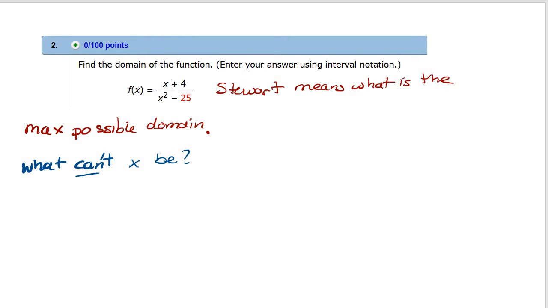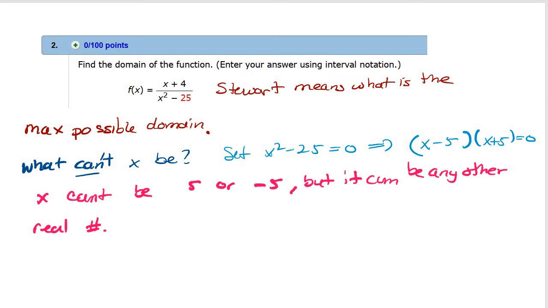For now, if I want to answer this question, I have to first look at this from the viewpoint of what x can't be. The denominator can't be 0. I'm not allowed to work with a denominator of 0. So I find out what x can't be by setting the denominator equal to 0 and solving for x. I get that x can't be either 5 or -5, but it can be anything else. Anything else is fine to plug in here.